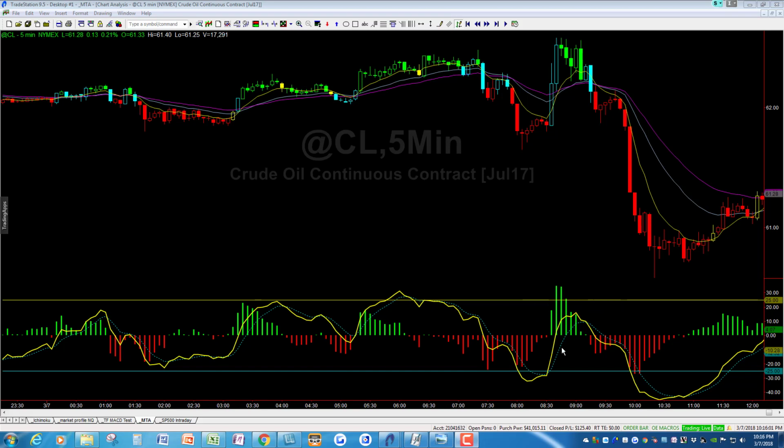What we have here in these histograms is all the difference between the short and the long. And so that just lets you know, hey, is it being constant? Are we still accelerating, or are things actually changing? And that's very important as we talk about continuation pullback. So keep that in mind.